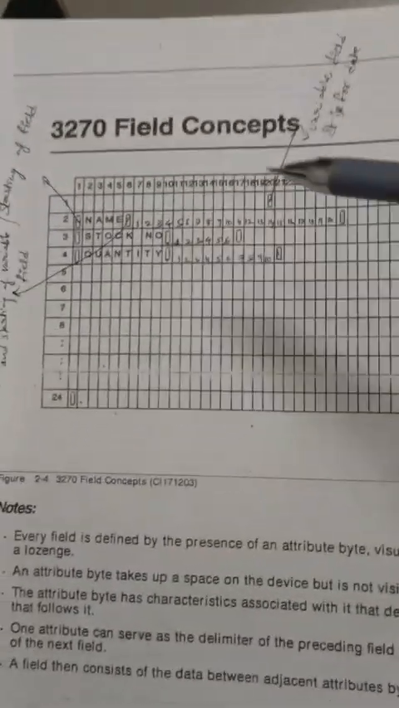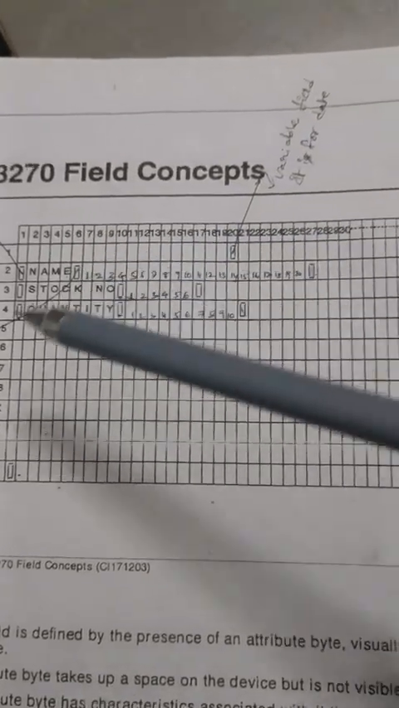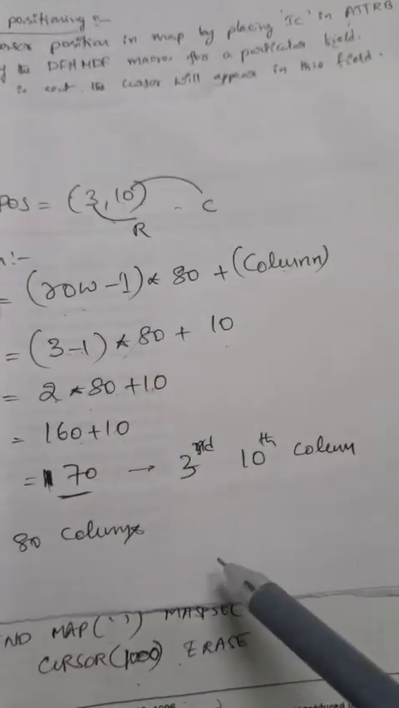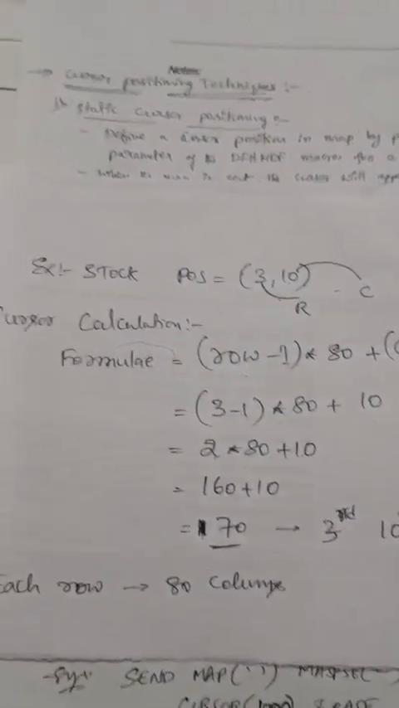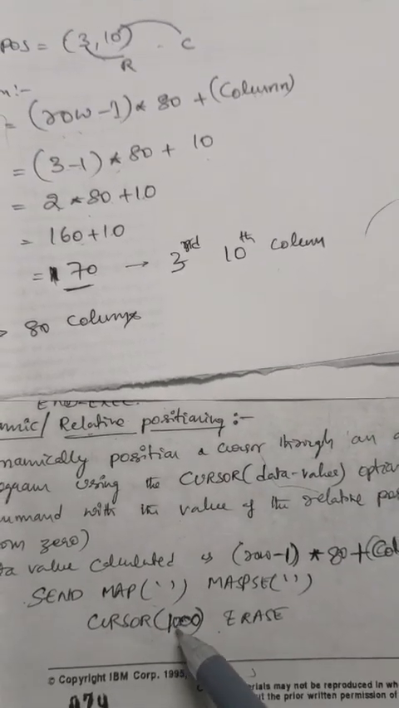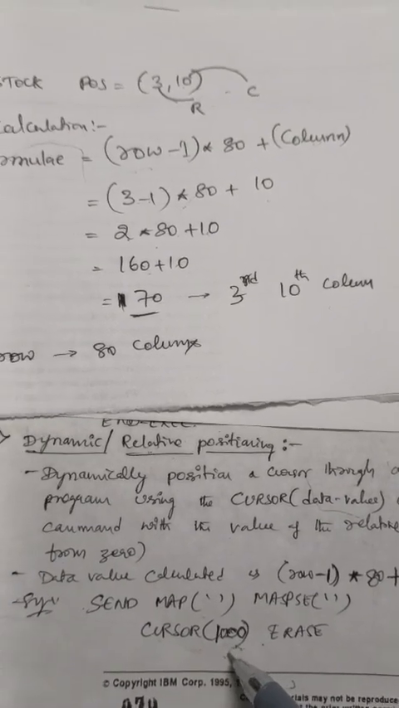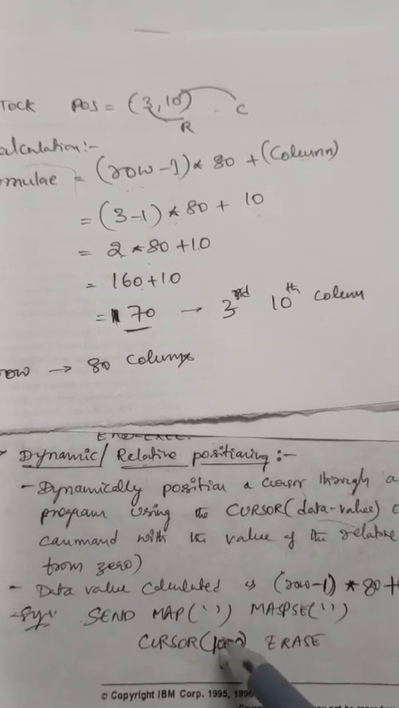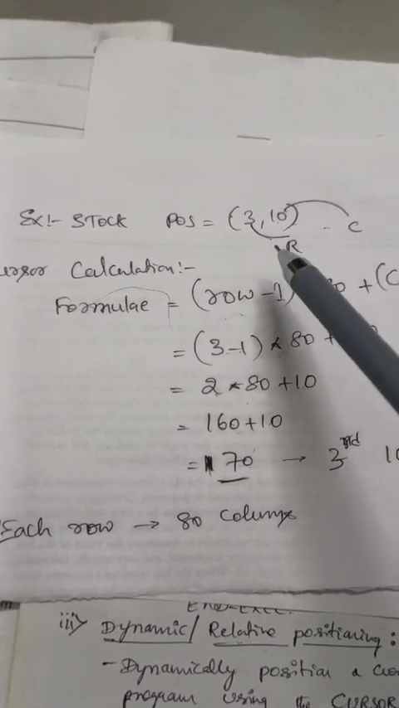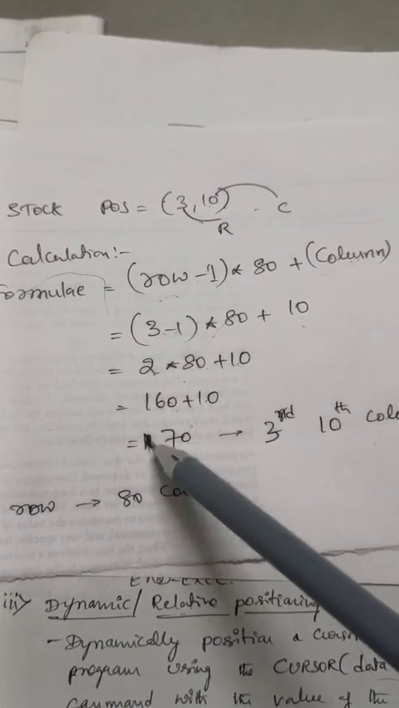If you go to this map screen, the third row and 10th column gives us 170. In the program, with the syntax SEND MAP with CURSOR, you have to mention 170 here. If you are going to place the cursor into the stock number field through the program, you have to mention 170. In the macro we know it as 3,10, but through the program we have to mention 170.